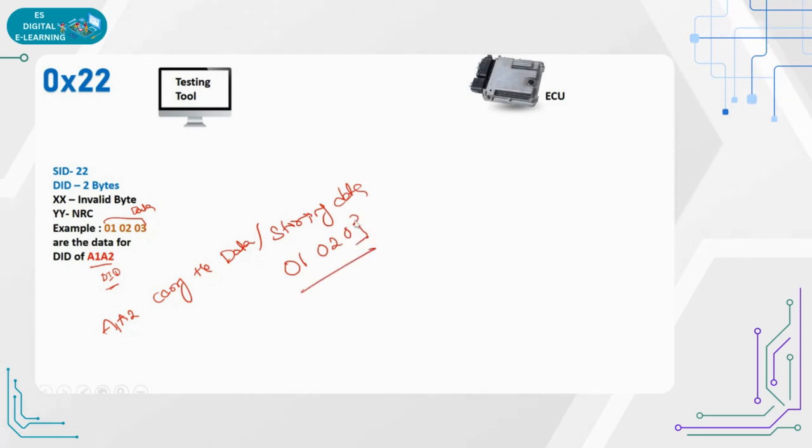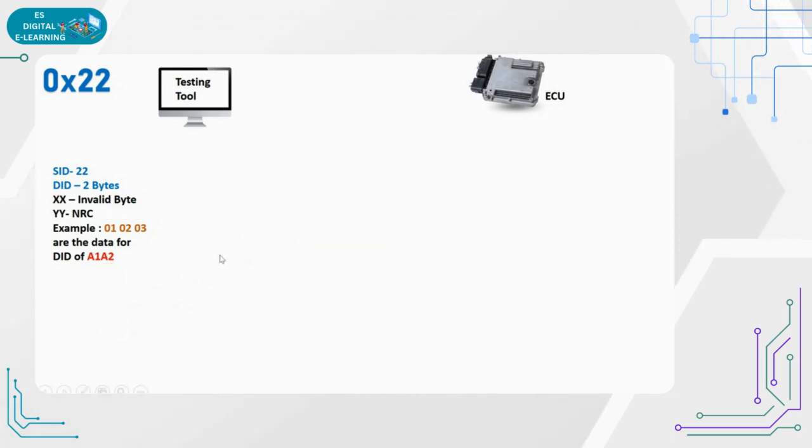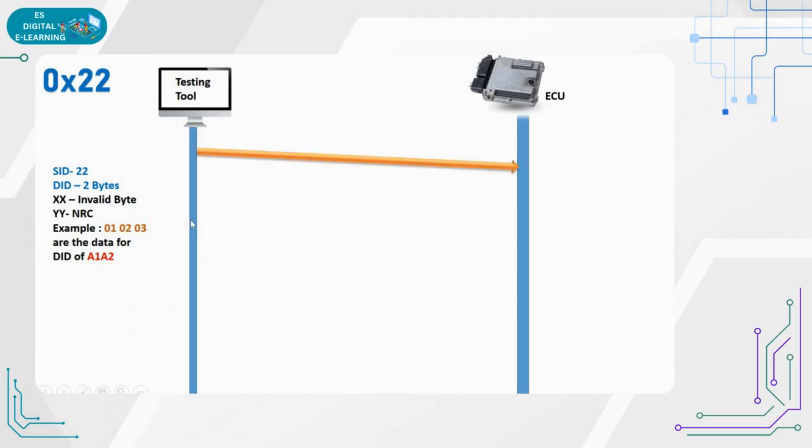Okay, so now this is my data. What is the request I am sending? Consider my request: 22 followed by the DID. This is the request, right? Is it clear? Like 22, A1, A2, it won't have the sub function. This is a DID. This is very important: it won't have the sub function here.